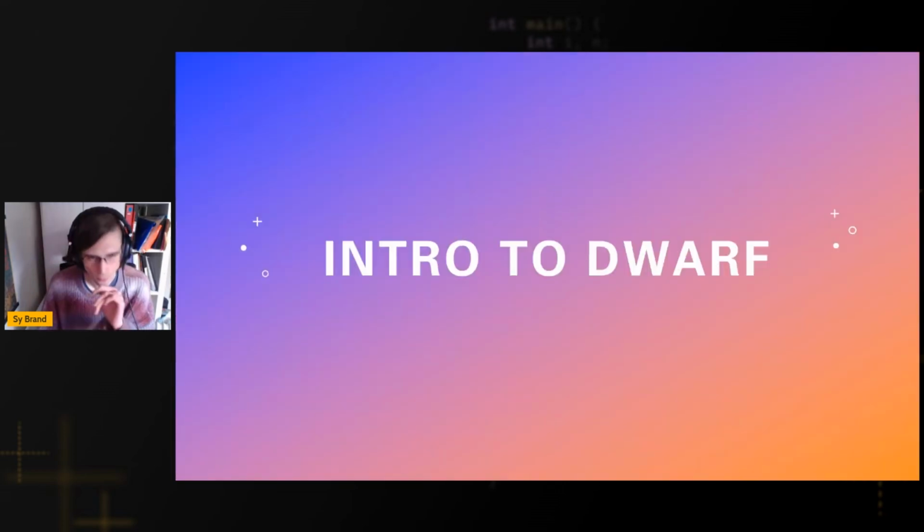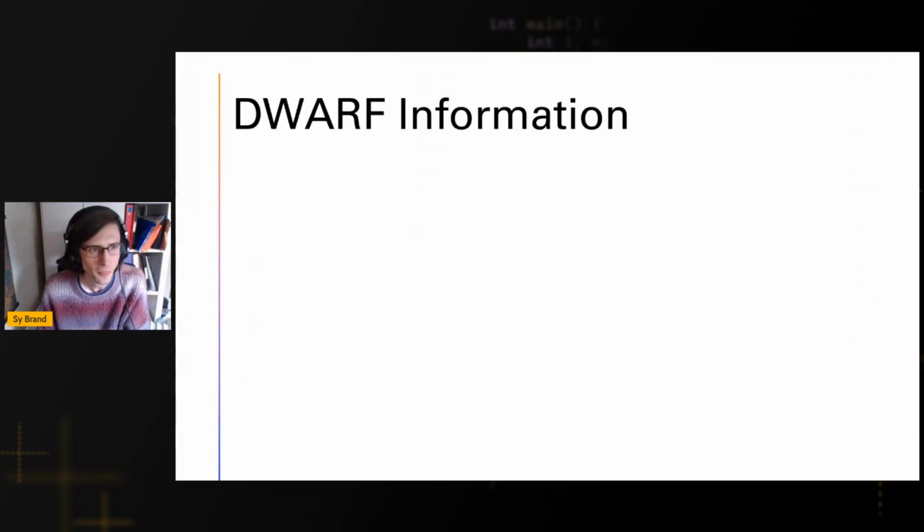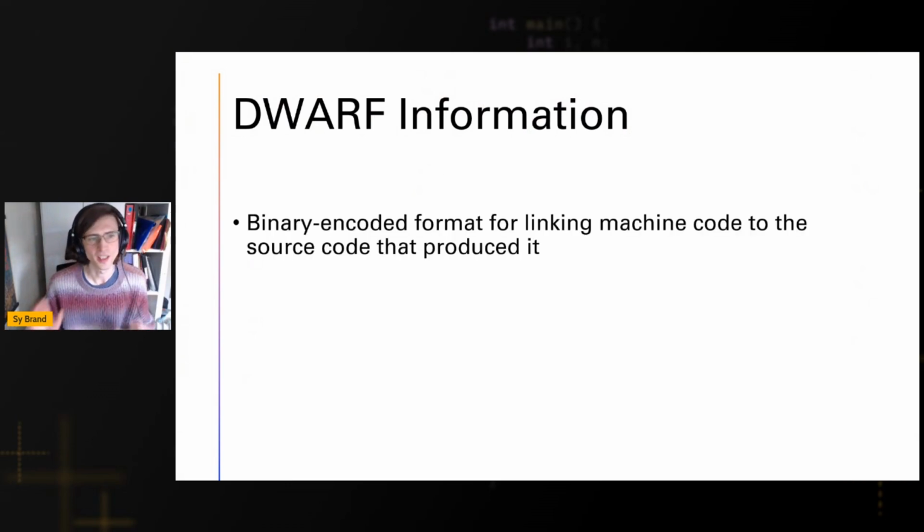OK, an intro to DWARF. So DWARF information is a binary encoded format for linking machine code back to the source code that produced it. And it does this in a number of different ways.